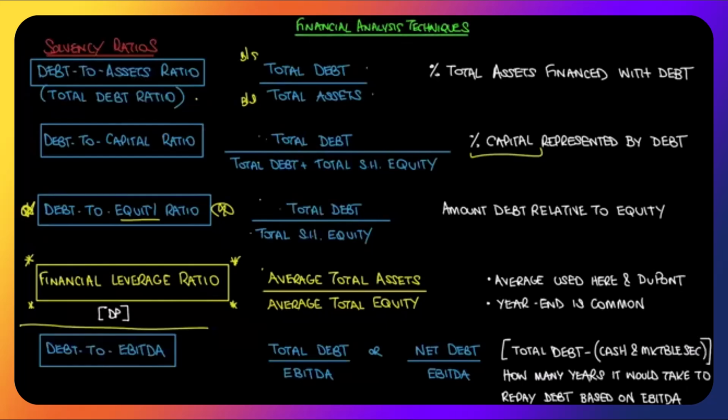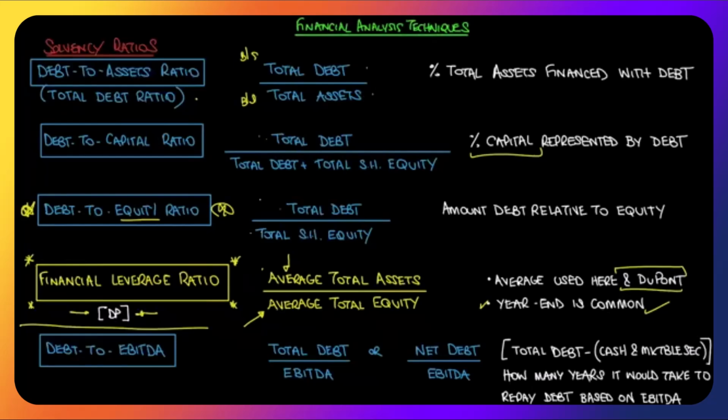However, when we get to the financial leverage ratio, you can see they completely contradict what I just said and use average. Average total assets, average total equity. Why? Because we're going to see this ratio repeated in our DuPont analysis very shortly. And in there, they use average. They are just being consistent here and saying, look, given you're going to use average in DuPont, let's use average here. Bear in mind, year end is common in practice. I put a little DP here to say this is one of the ratios you're going to see used in DuPont analysis. And finally, debt to EBITDA, again, self-explanatory.